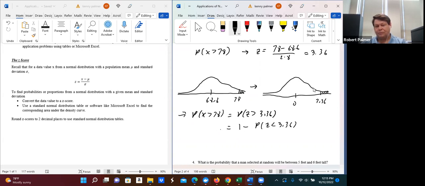Okay. That would give you this area, because basically we're just in this cutoff value here of 3.36. We find the area to the left of this, then subtract that from 1, and that will give us this tiny bit of area to the right.